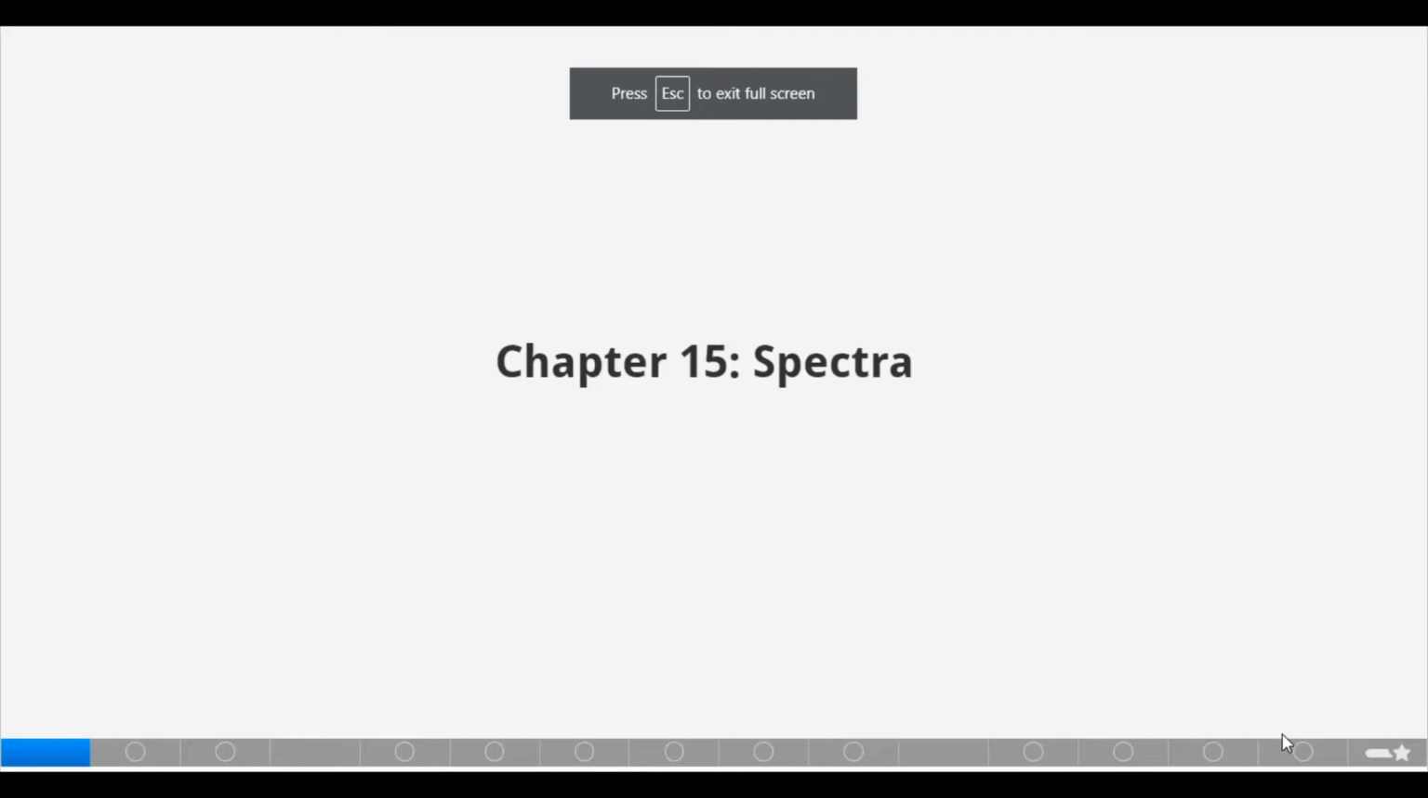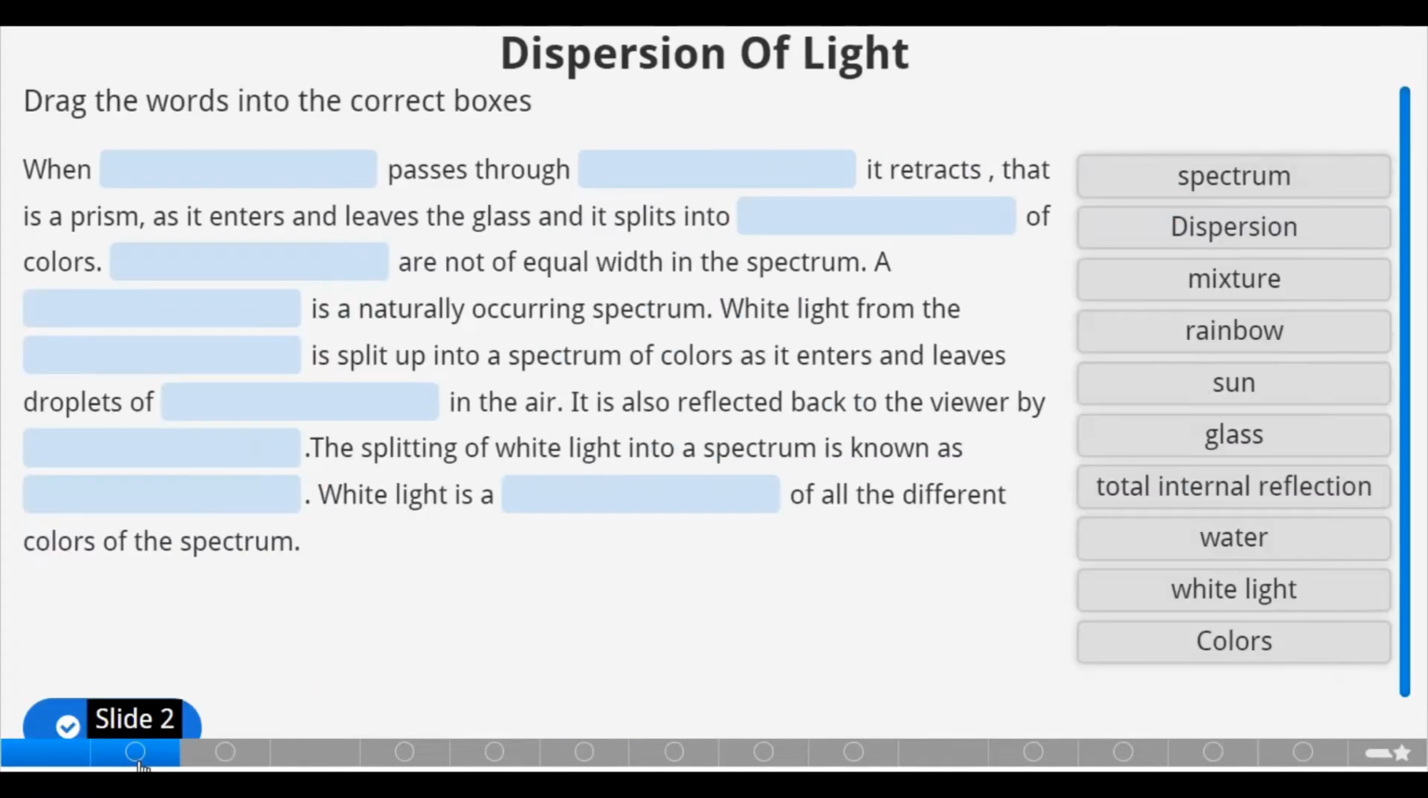Today we'll be dealing with chapter 15. The topic is Spectra. That has to do with formation of colors from the word spectrum. Let's start.